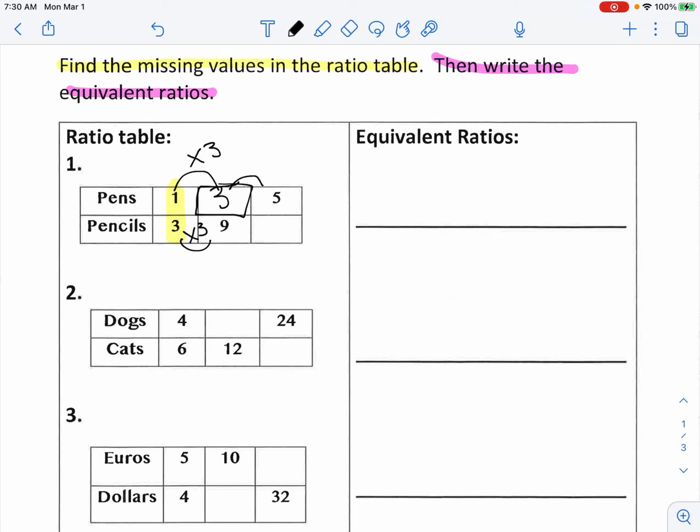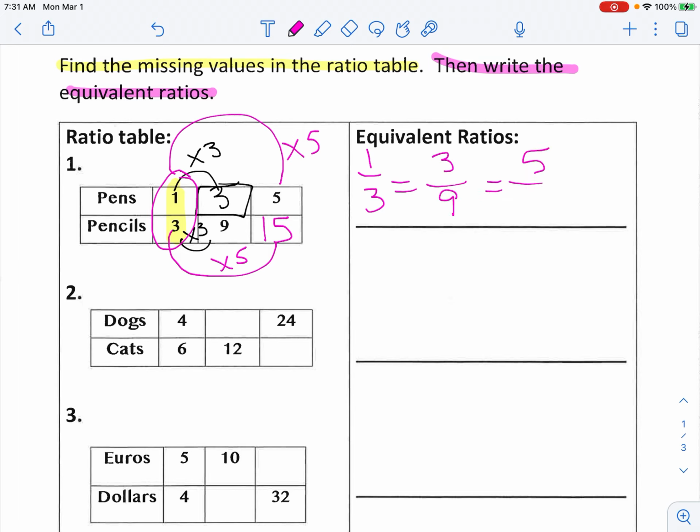Now, notice if you try to go from 3 to 5, 3 times nothing is 5, so you don't want to do that. You always want to go back to your first ratio. Always go back to the 1 to 3. Now, how do I get from 1 to 5? 1 times 5 is 5, so I'm going to take my 3 times 5, so that missing term is going to be 15. So now we're going to come over here and write 1 is to 3, as 3 is to 9, as 5 is to 15. That would be your final answer.